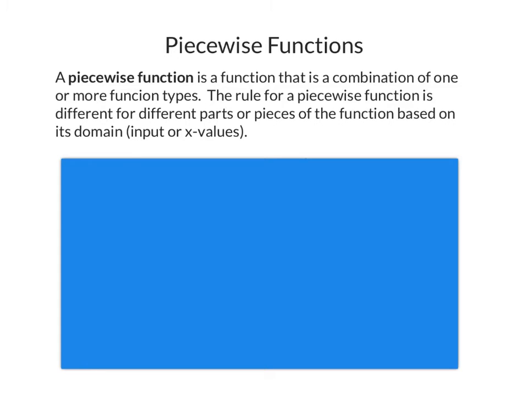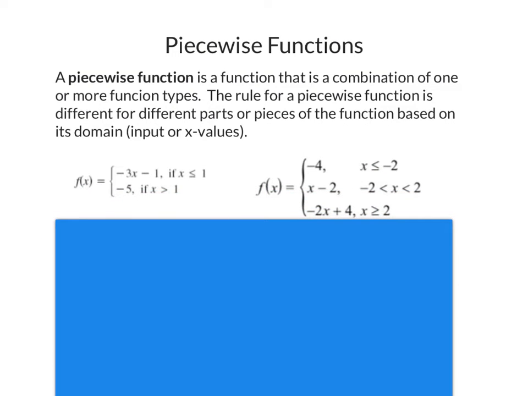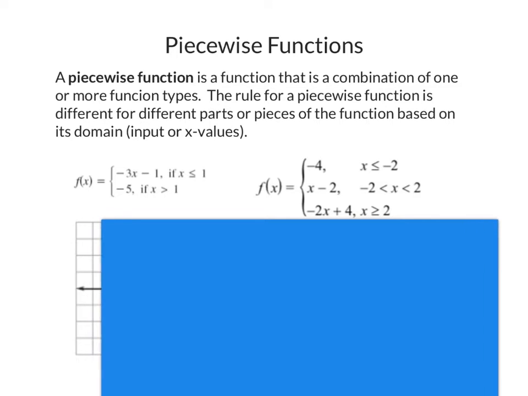Let's take a look at a few examples of equations for piecewise functions. You'll notice it's in function notation. We have our f of x equals, and then we have a curly bracket and the different pieces of the function. If we look at our first function, f of x equals negative 3x minus 1 if x is less than or equal to 1, and negative 5 if x is greater than 1.